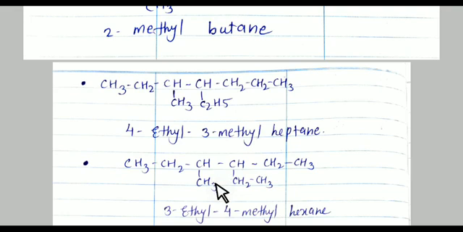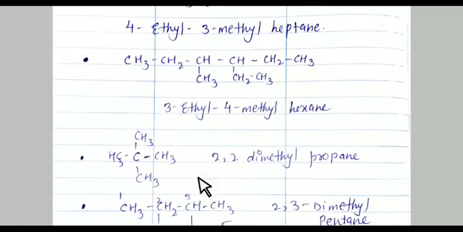But according to alphabetical order, E comes first, meaning the ethyl group comes first. That's why we have to number it from the right side, so it is 1, 2, 3, 4, 5, 6. It means it is 3-ethyl-4-methylhexane.